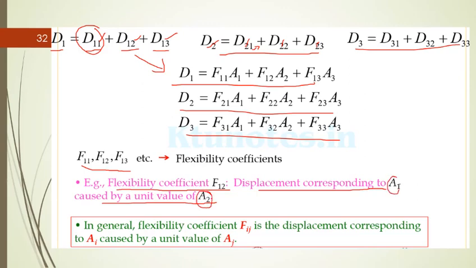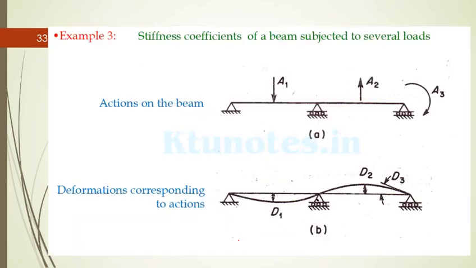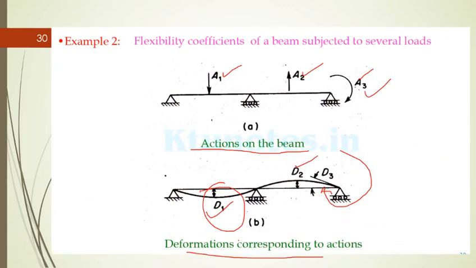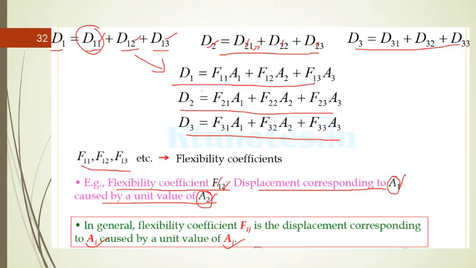So this one is coming in the first place here, 2 in the second place. In general, the flexibility coefficient Fij is the displacement corresponding to Ai caused by a unit value of Aj. Let's see the stiffness coefficient also. So we learned how to frame the flexibility coefficient. Note that you should apply the unit load at various points separately and write the equation to get the flexibility coefficient.